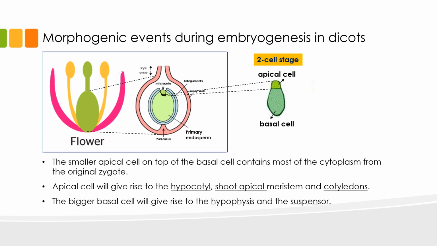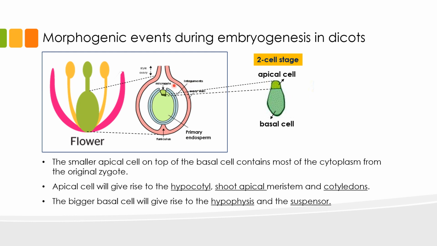The asymmetric cell division provides polarity to the embryo. Plant polarity essentially determines which parts are going to become shoots and which parts will be the roots. The smaller apical cell on the top of the basal cell contains most of the cytoplasm from the original zygote. The apical cell will give rise to the hypocotyl, or the embryonic stem, as well as the shoot apical meristem and the cotyledons. The bigger basal cell will give rise to the hypophysis and also to the suspensor. We will define these two structures in the succeeding slides.